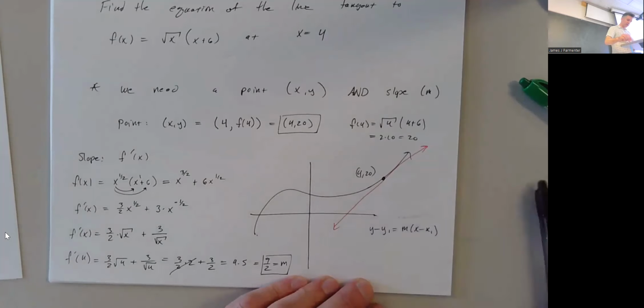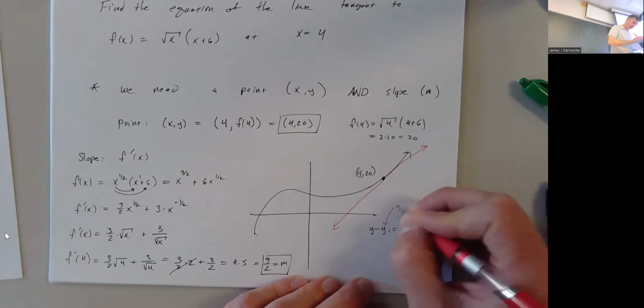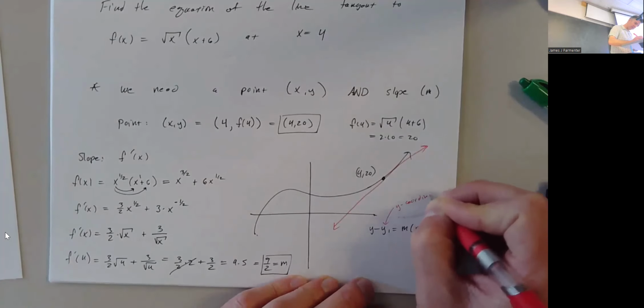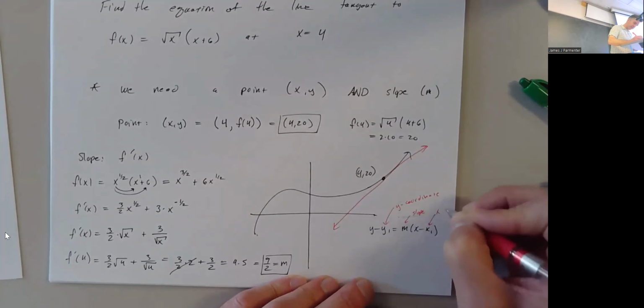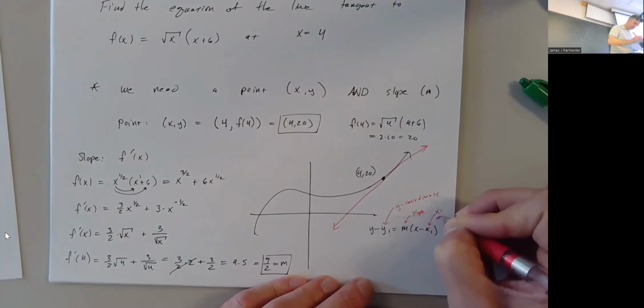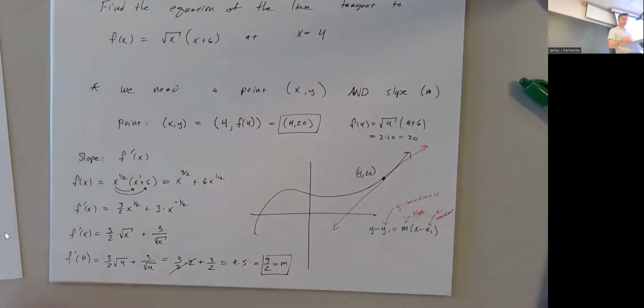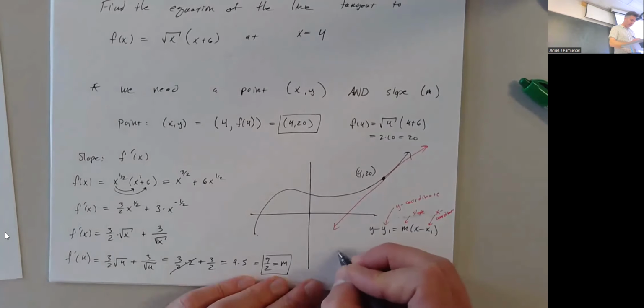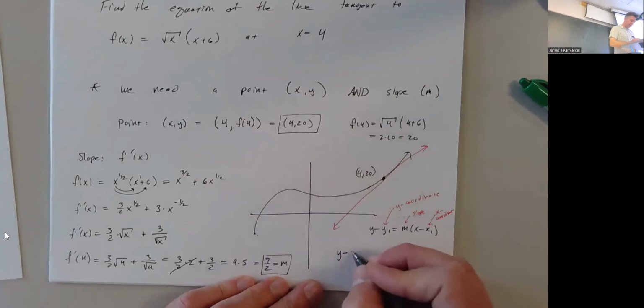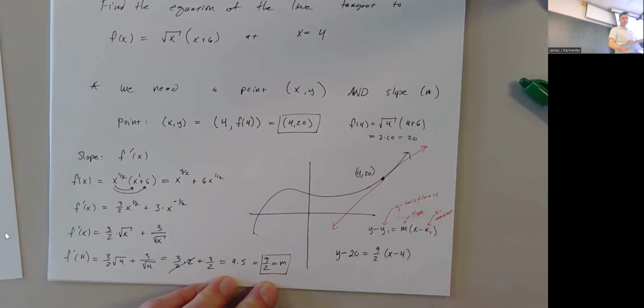It's y minus your y coordinate equal to your slope times x minus your x coordinate. But the y there and the x there just stay as y and x. Those are the things we need to write the equation of the line. So in this example, we're going to have y minus 20 equal to my slope 9/2 times x minus 4.